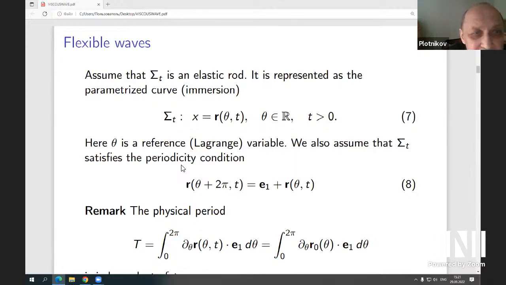Now let me introduce some details and present some notation which will be used throughout the talk, which is standard. First, of course, we assume that the free surface is an elastic rod. It is one-dimensional, of course.